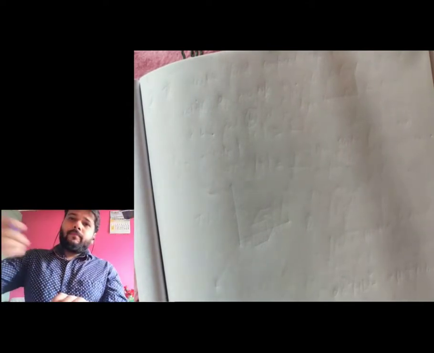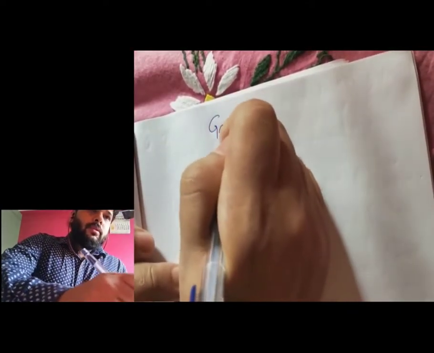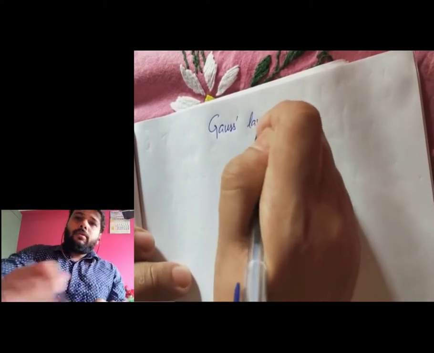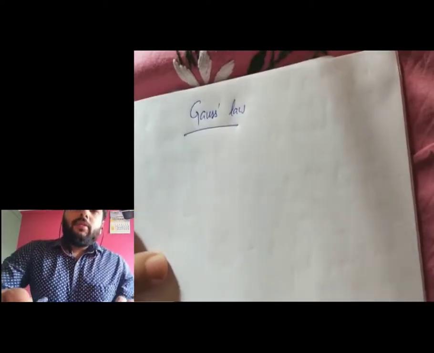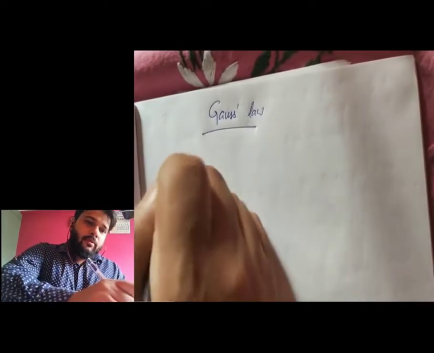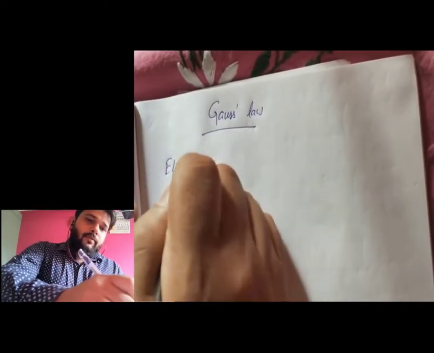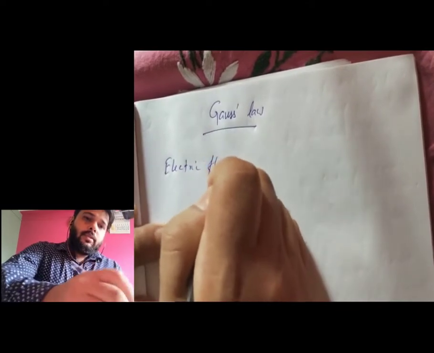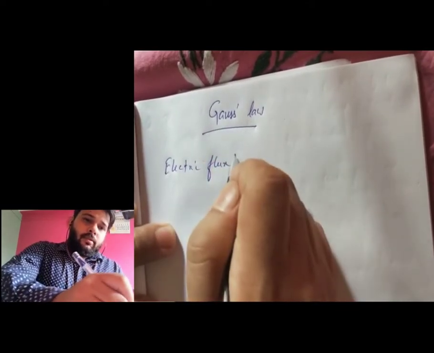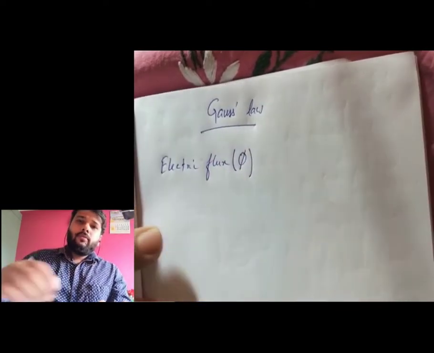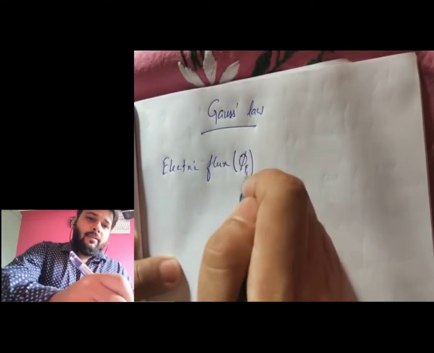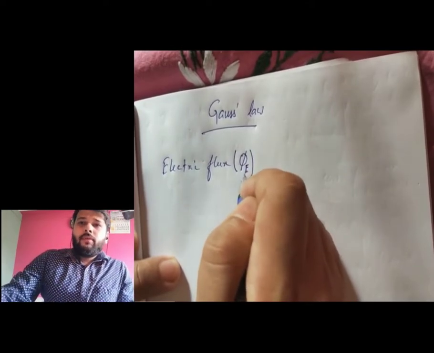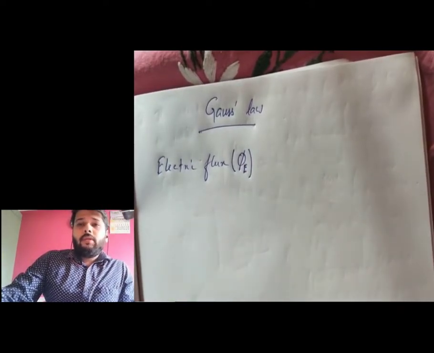Just remember, we are going to do Gauss's law or Gauss's theorem. In Gauss's theorem, there is a term called electric flux. What is this electric flux? We denote electric flux with the Greek letter phi, and at the subscript we write E. So this means electric flux.